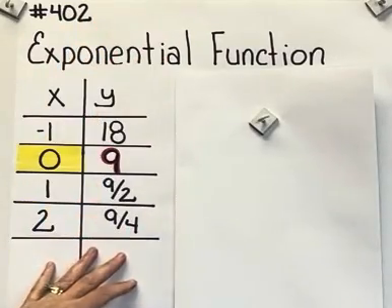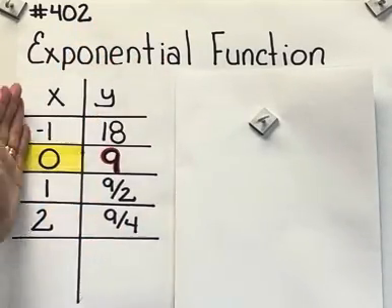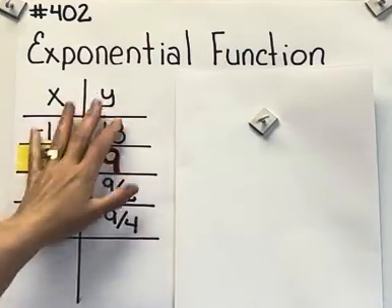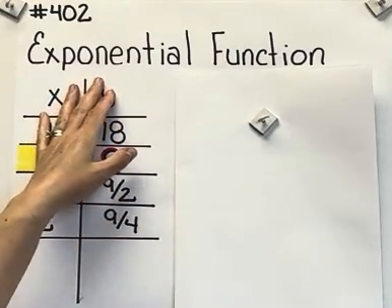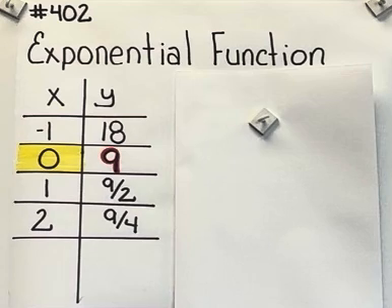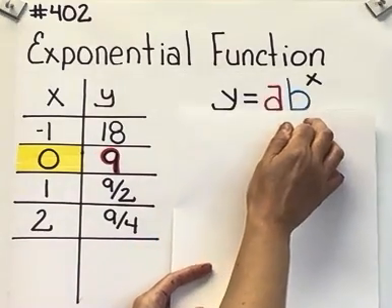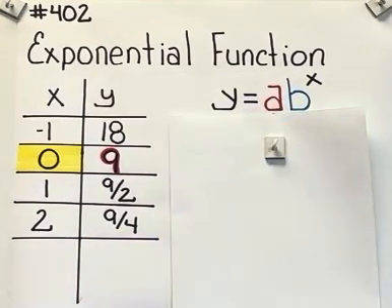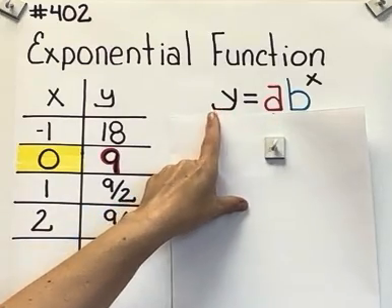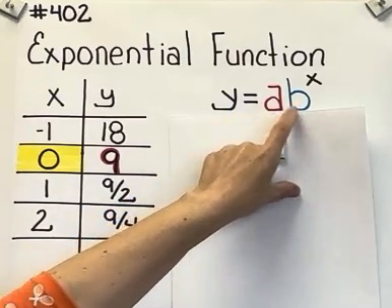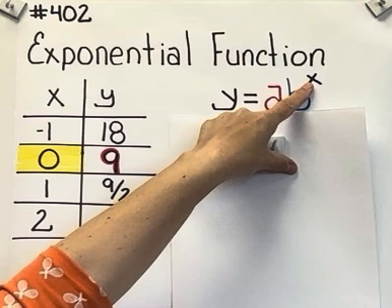We've been given a table, so we have an x, y, and these points are from an exponential function, and ultimately we want to write the equation of the exponential function. Now if we were writing a line, that'd be y equals mx plus b, but if we are writing the equation of an exponential function, we're going to write y equals a times b to the x.